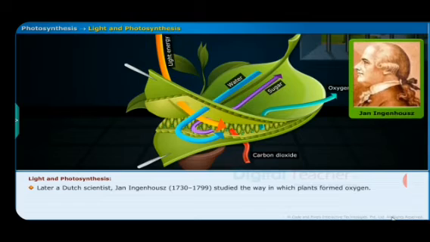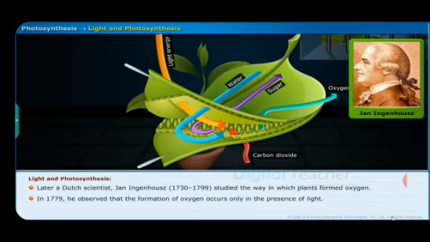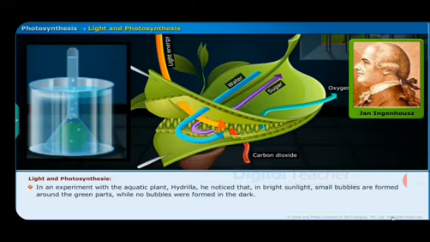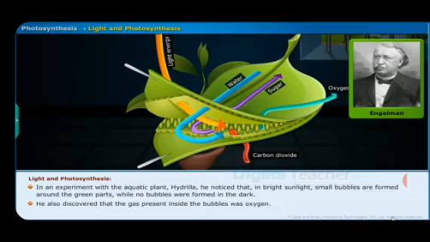Later, a Dutch scientist, Jan Ingenhousz, studied the way in which plants formed oxygen. In 1779, he observed that the formation of oxygen occurs only in the presence of light. In an experiment with the aquatic plant hydrilla, he noticed that in bright sunlight, small bubbles are formed around the green parts, while no bubbles were formed in the dark. He also discovered that the gas present inside the bubbles was oxygen.